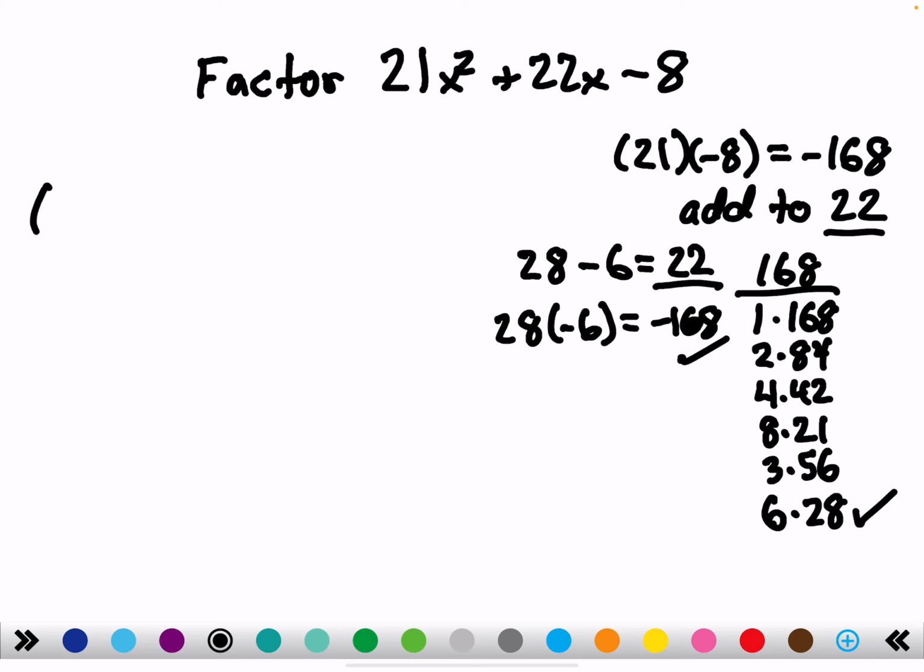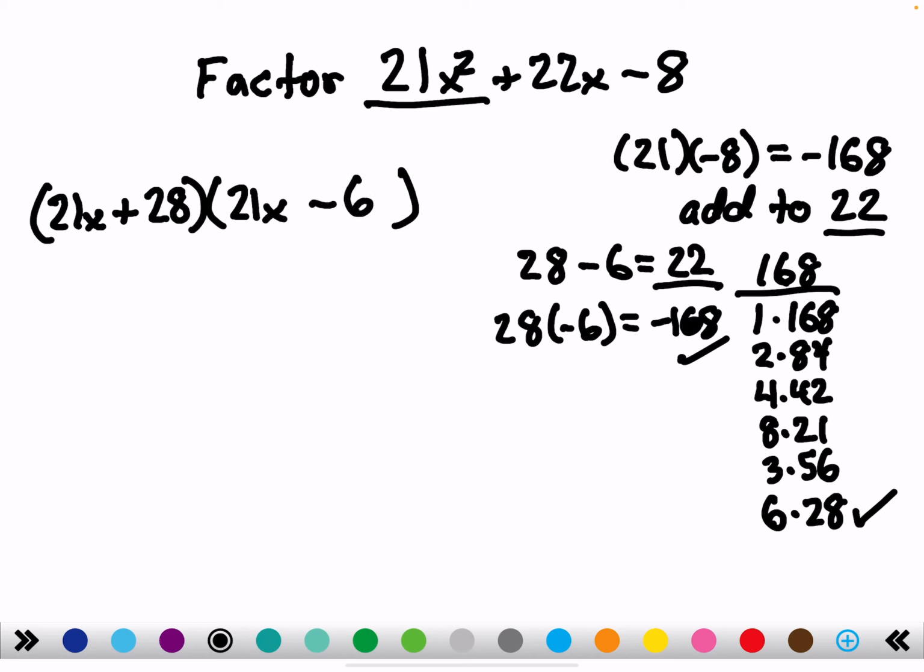So remember, we have to modify our factors. We drop the degree of the leading term by 1. So instead of 21x squared, we write 21x in the first term. And then this will be positive 28, and then negative 6. The order that you write them for the factorizations does not matter.